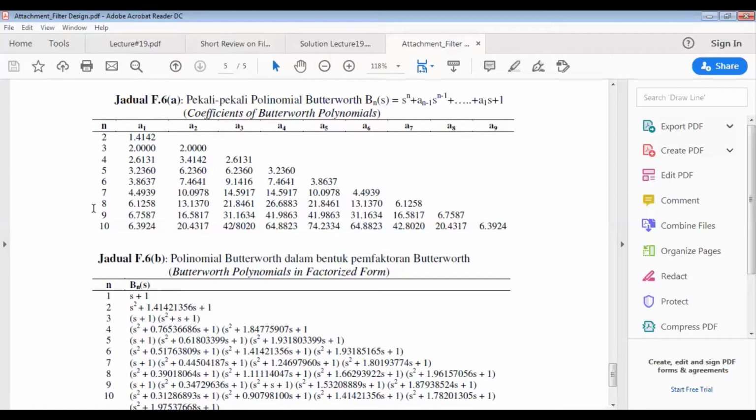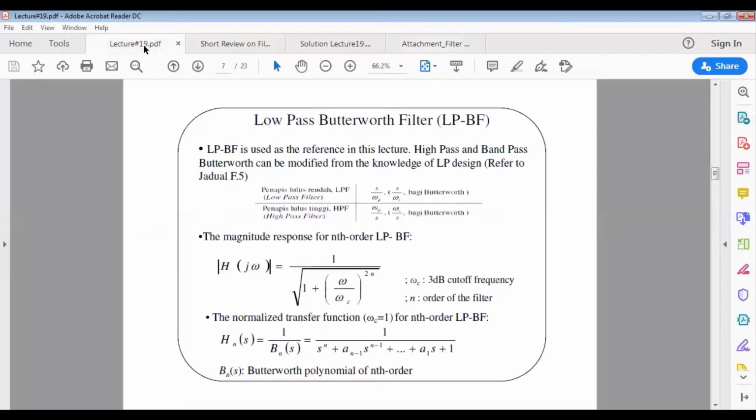So this is an example of calculating the Butterworth polynomial for n equals 3. The same thing applies for the rest of n. Hopefully it is clear. So we have learned two main things here. The first is the magnitude response of the n-order Butterworth filter, and then we also learned about the normalized transfer function of the low pass Butterworth filter.